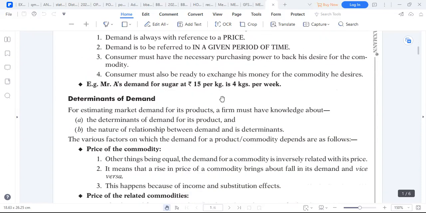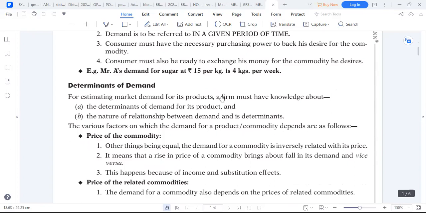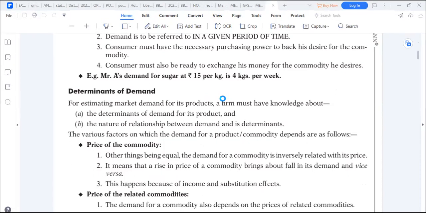So demand has several determinants. These determinants of demand are what derive what we call the derived demand. So demand has the following. Number one, we have the price of a commodity. The price of a commodity is the only factor that causes the movement along the demand curve. Other factors will cause a shift.